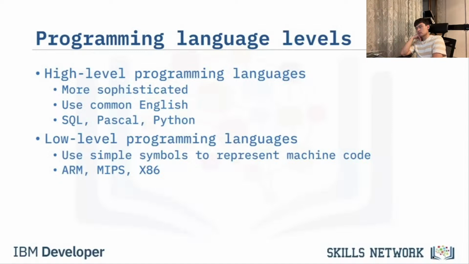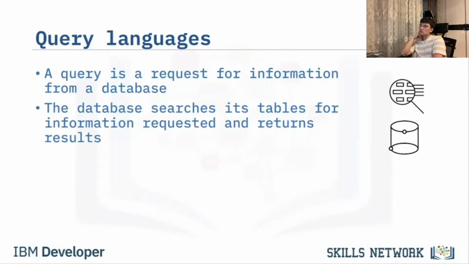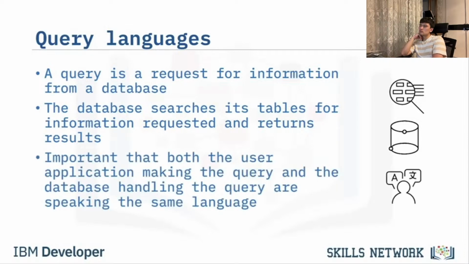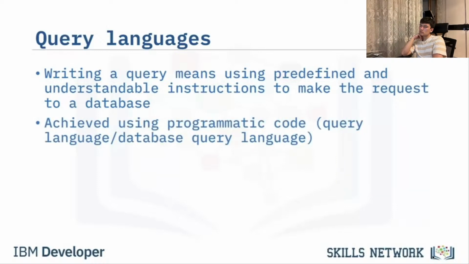A query is a request for information from a database. The database handles the query and searches its tables for the information requested and returns the results to the querying entity. When querying a database, it is important that both the user application making the query and the database handling the query are speaking the same language. In programming terms, writing a query means using predefined and understandable instructions to make the request to a database. This is achieved using programmatic code, and this is what we refer to as a query language. A query language may also be referred to as a database query language.